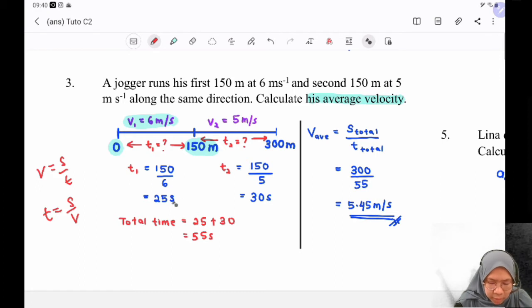Right. And then from 150 meter to 300 meter, dia telah berlari dengan 5 meter per second. So di sini pun kita boleh cari masa yang diambil. Menggunakan formula yang sama, kita dapat 30. So the total time taken adalah 25 tambah 30, kita dapat 55 second. Okay, itu baru masa. Okay, kita kena cari average velocity. So we just need to substitute T total di sini. S total adalah total jarak yang telah dilalui dia. So kita dapatlah 5.45 meter per second.